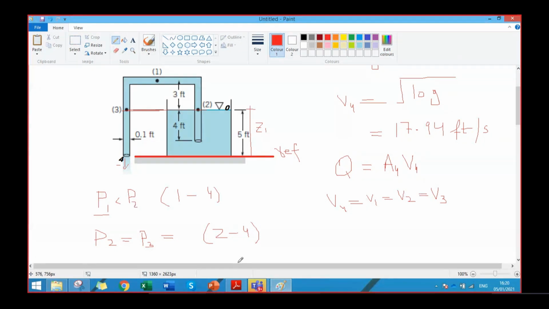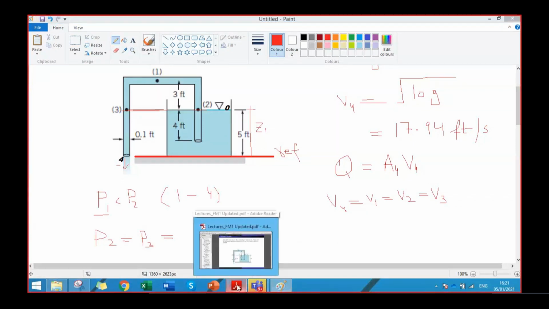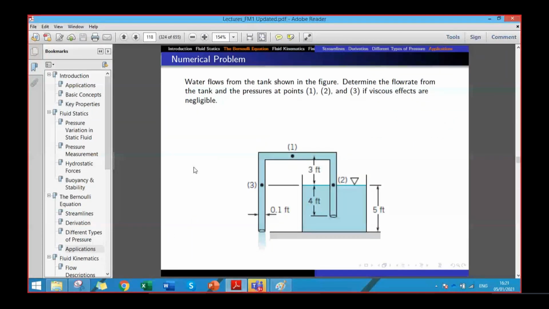Yes, sir. P4 will be 0, right? At P4, all the pressure will be converted to velocity. There is no elevation head, there is no static head. All the head is the dynamic head. Clear? Any question in this problem? Clear?